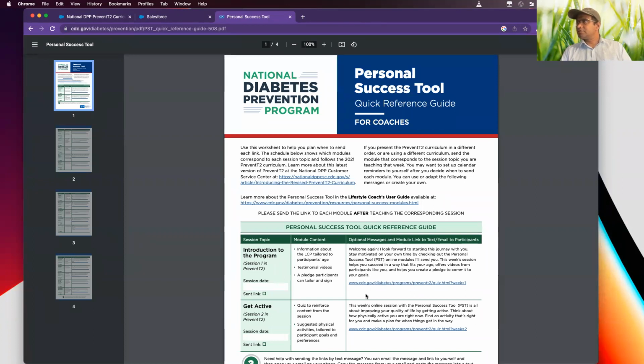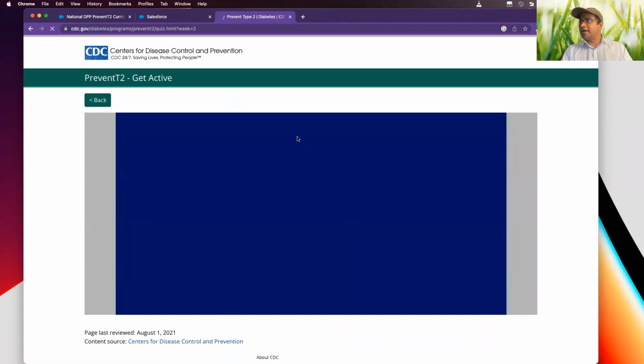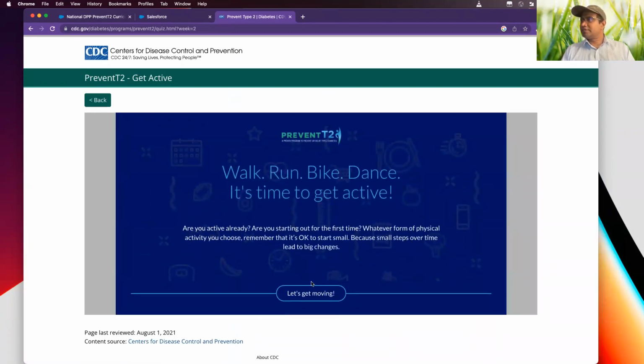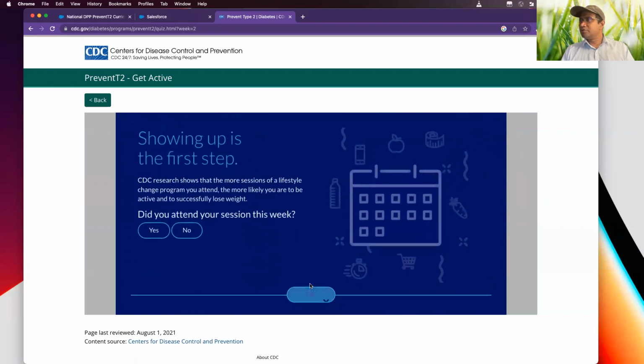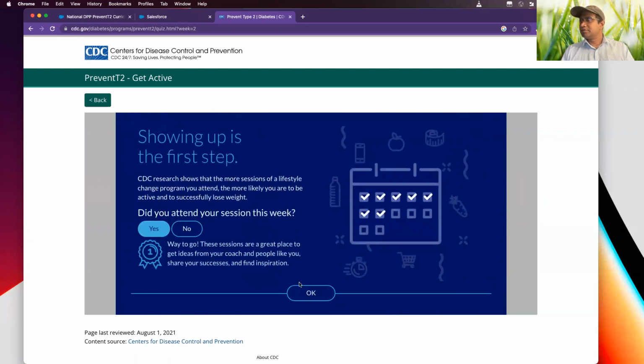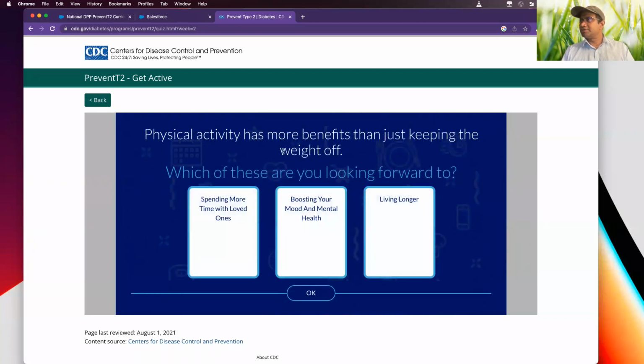So in this one, you would see Get Active here. And if you click on that, it gives you certain things that you can do, for example, physical activity. It will quiz you on what you have learned. So this is a good way to reinforce what you have done. I would recommend all of you to do that. Did that make sense, Swati? Or did I go too fast?